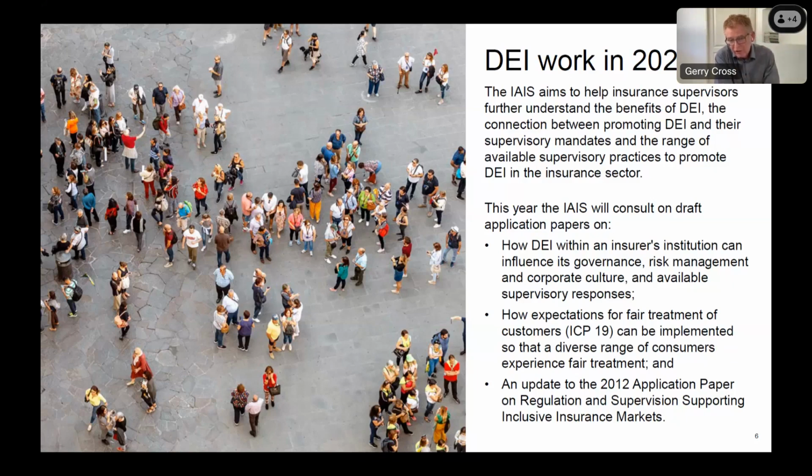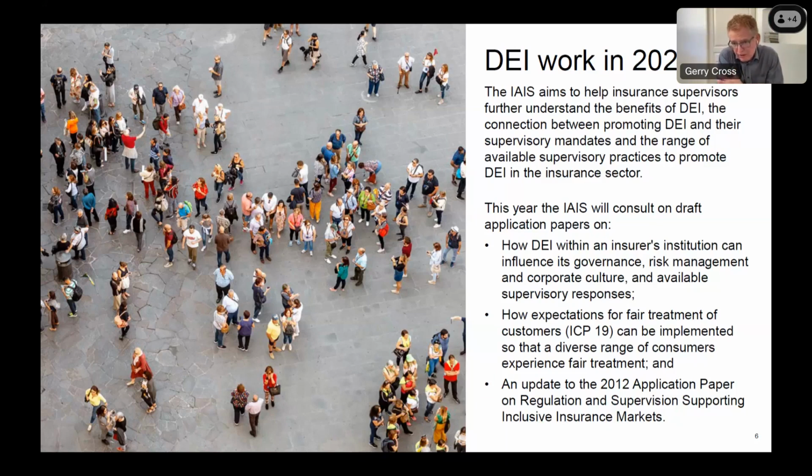Firstly, the current consultation paper prepared by the Working Group on Governance, which looks at how diversity, equity, and inclusion within an insurer's institution, within its workforce, its leadership, its culture, its decision-making, influences its governance and its risk management and its overall corporate culture. And it identifies relevant matters for supervisors to look at and potential action supervisors can take to address potential and realised diversity, equity, and inclusion issues.